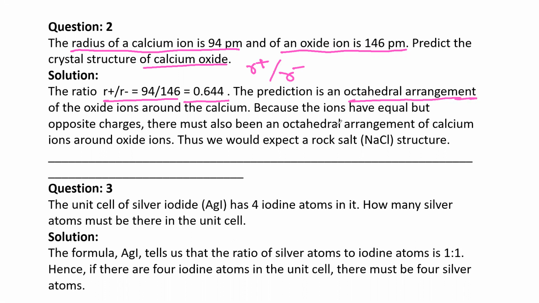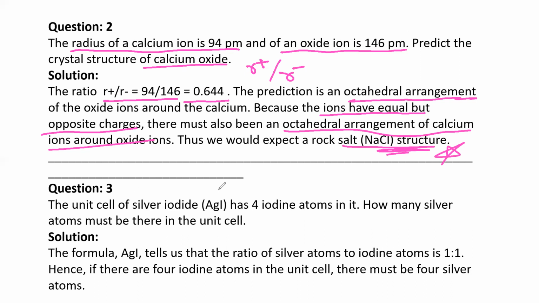So since it is in the range of 0.644, the prediction is an octahedral arrangement of the oxide ions around the calcium. Because the ions have equal opposite charges, there must also be an octahedral arrangement of calcium ions around oxide. Hence, it would be like the rock salt structure, that is NaCl structure. So this is the answer, and this question is most important. So it has octahedral arrangement and is similar to rock salt structure, that is NaCl. And I have explained clearly what NaCl consists of and what the crystal lattice of NaCl is in lecture 4 and lecture 3.